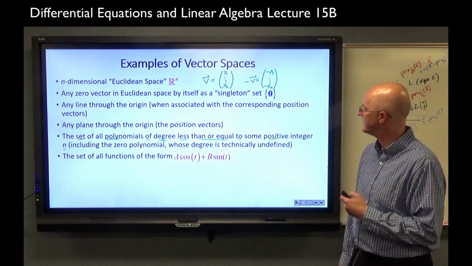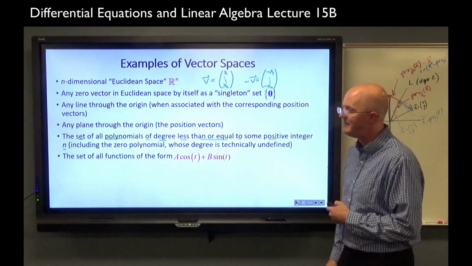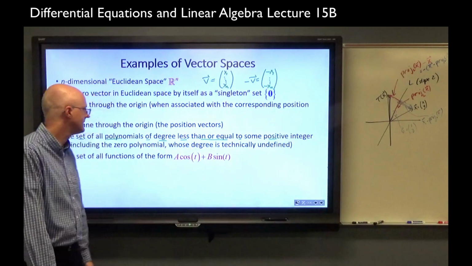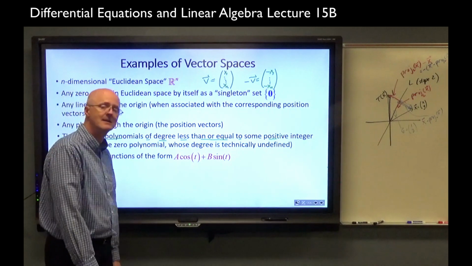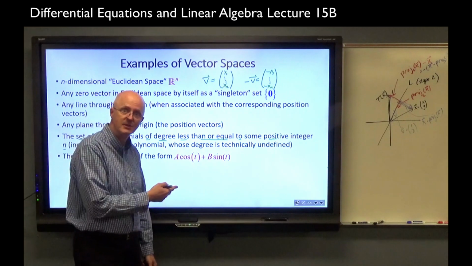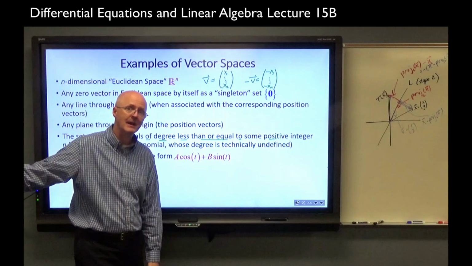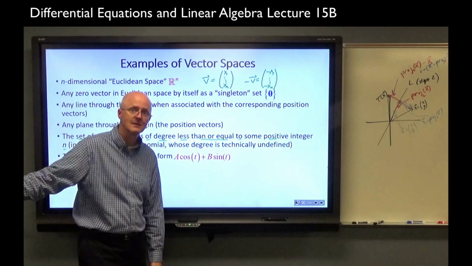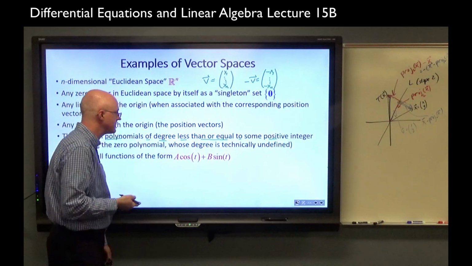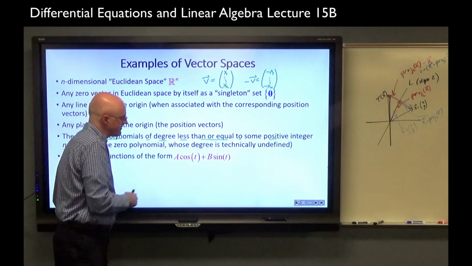The set of all functions of the form a times cosine t plus b times sine t, where a and b can be anything. This is an infinite collection of functions of t, where t is any real number. And this is related to differential equations, related to lecture 14a, where we were talking about the undamped harmonic oscillator, and I said what the general solution was. All functions of this form, when you add them to each other, give you other functions of this form. Closure. You multiply it by a scalar, you get another function in this form.